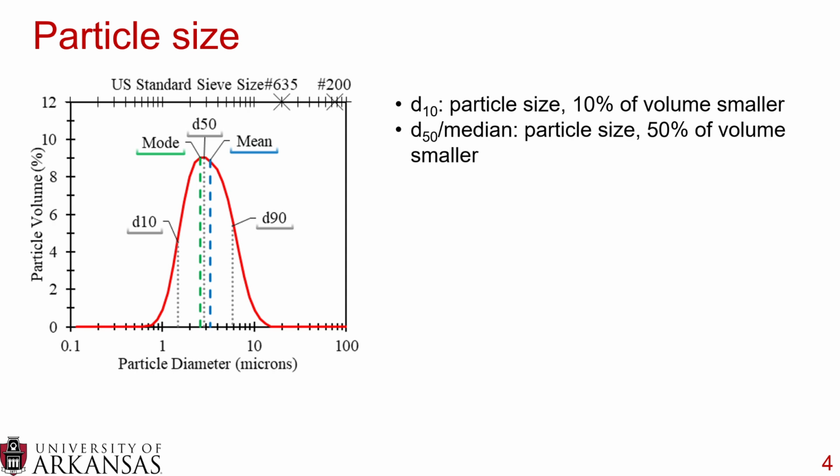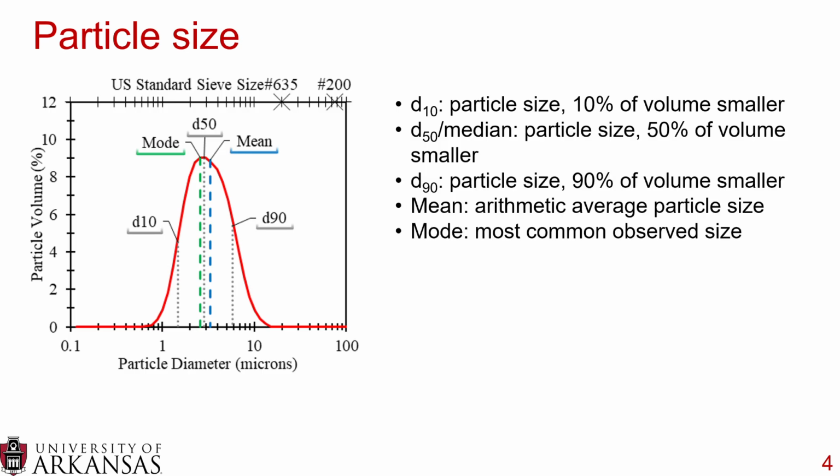And with these distributions, you can get many different metrics that you can try and quantify the distribution with. The first is D10, which is the particle size where 10% of the volume of your sample is smaller than that particle diameter. D50 or a median is the particle size where 50% of the volume is smaller and 50% is larger. D90 is the particle size where 90% of the volume is smaller. So you got your D10, your D50, and your D90.